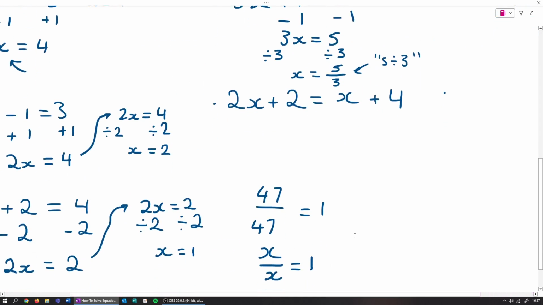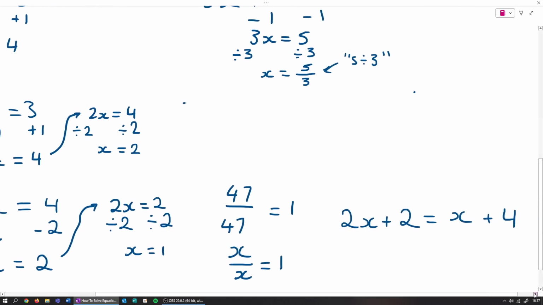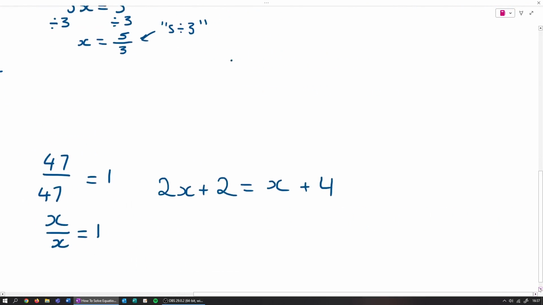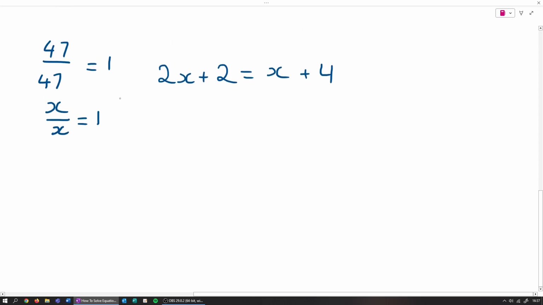Okay, so this one below is a combination of what we've done before. However, now we've got x's on both sides of the equation, and I'm going to move this just because it's getting a bit cluttered over here. Let's just go down here. Okay. So 2x plus 2 is equal to x plus 4.